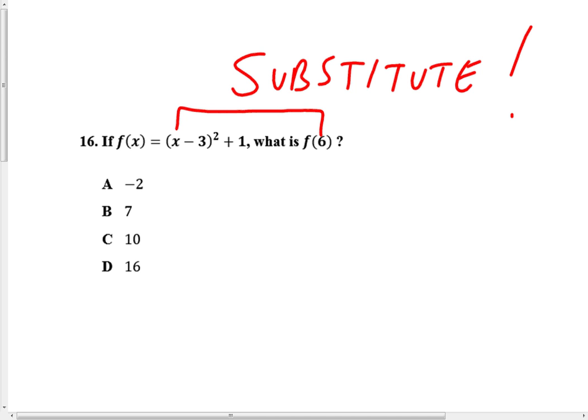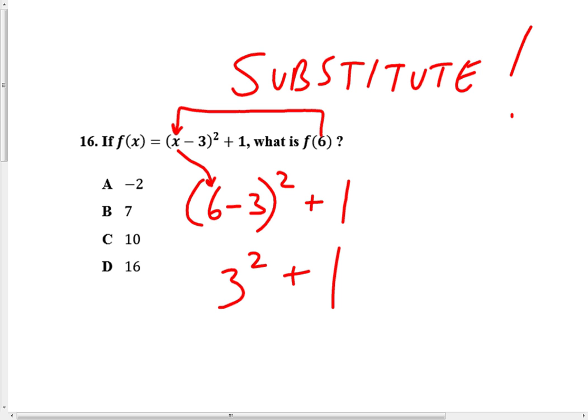This gets substituted here. 6 minus 3 squared plus 1. Do the work inside. What's 6 minus 3? What is 3 squared? Squared is 9. Some people wrote 6. What's 9 plus 1? Okay. Is that an easy problem? As long as you know that you're substituting. If you don't know that you're substituting, you're not going to get it right.